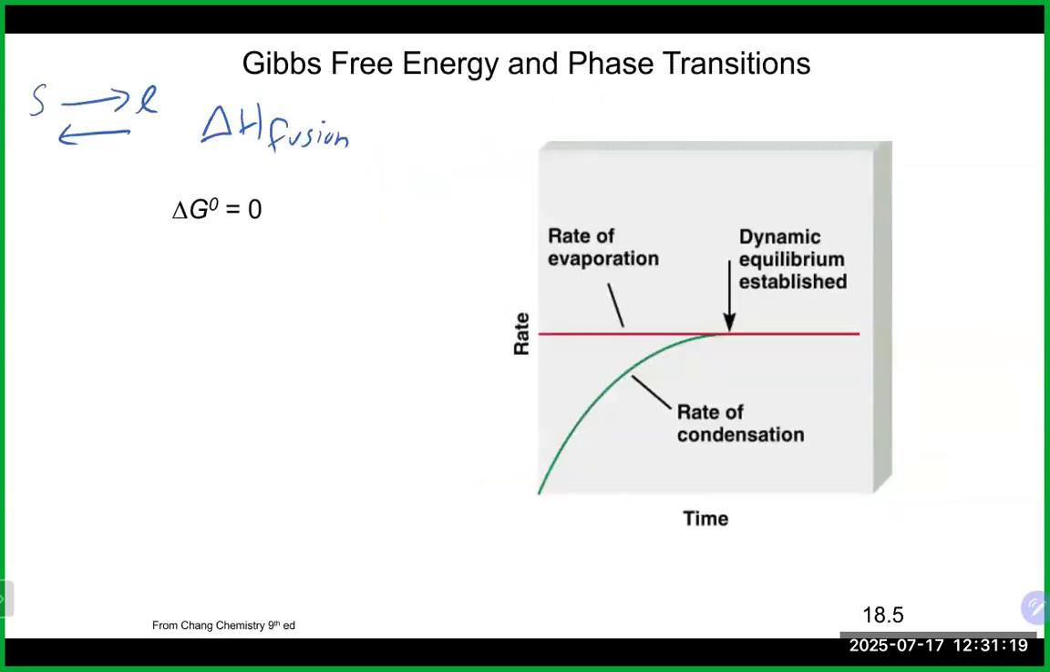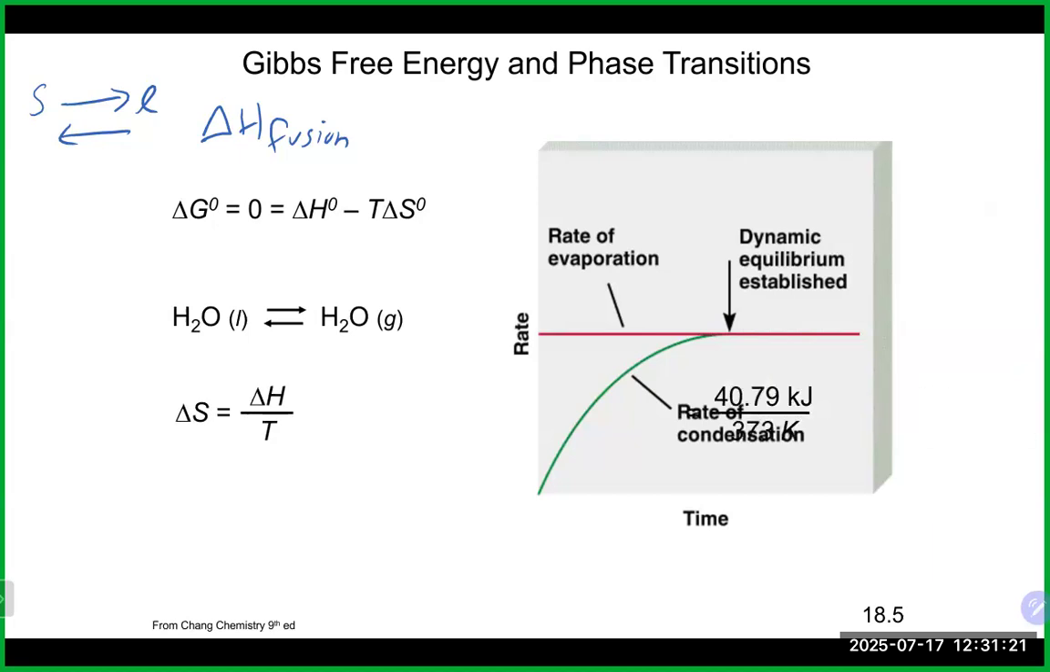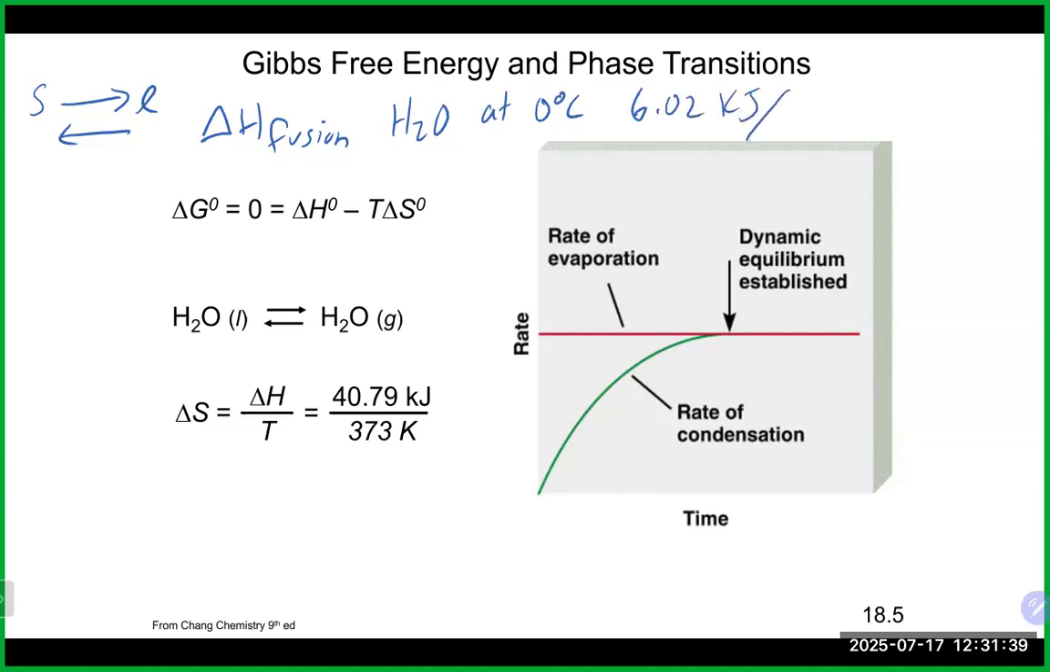All right. So as we talked about, that heat of fusion is the energy required to do that transition. And for water, that occurs at 0 degrees Celsius. And the value there is 6.02 kilojoules per mole. And that is a delta H of fusion for water.